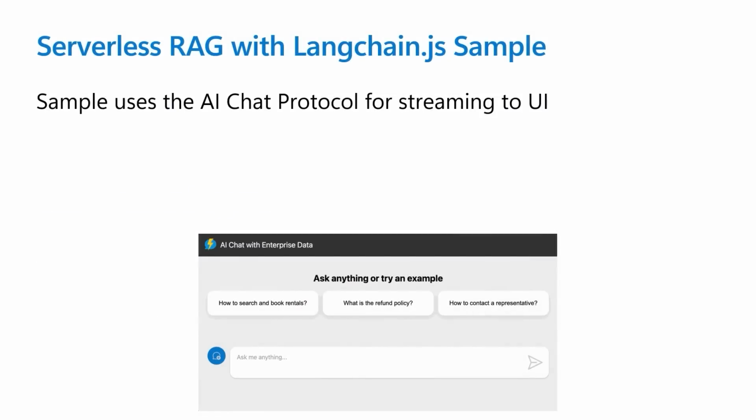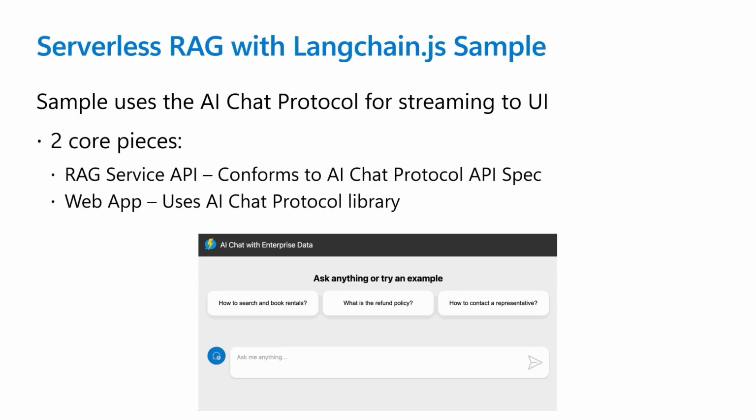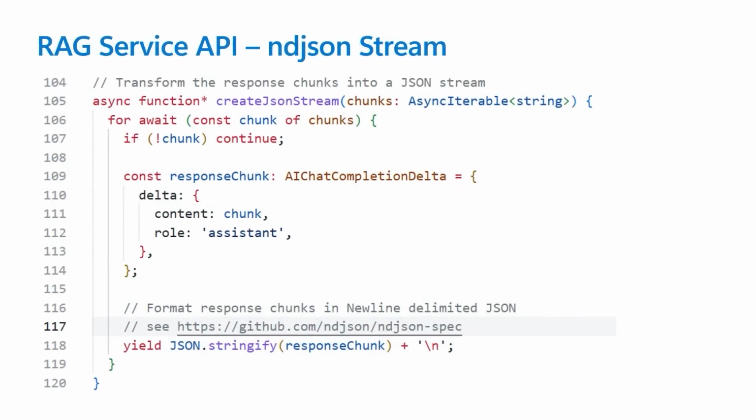The sample we'll be using is a serverless RAG with LangChain.js sample, following the same architecture pattern that we saw in the previous slides. The sample uses the AI chat protocol for streaming to UI. There's two core pieces of this sample. First, there's the RAG service API, which conforms to the AI chat protocol API spec. The web app is a second component and uses the AI chat protocol library. Below, we can see what the UI would look like for a user using this application. First, let's jump into the RAG service API.